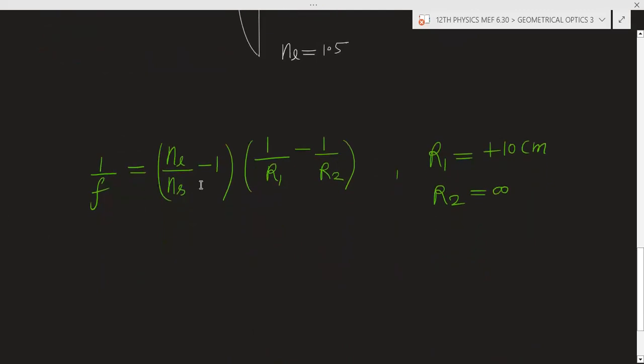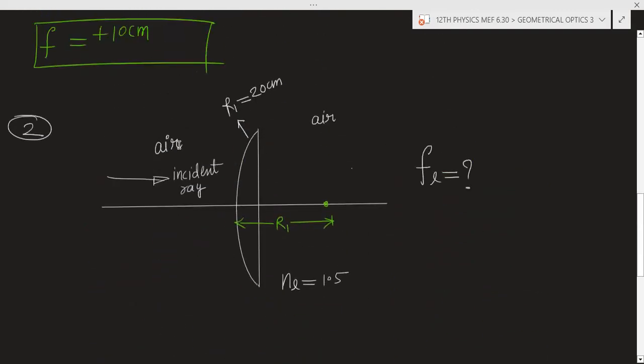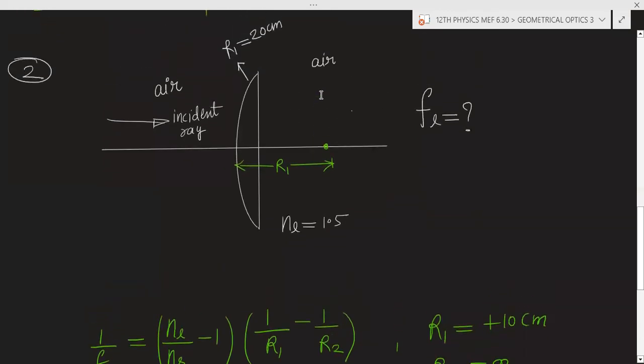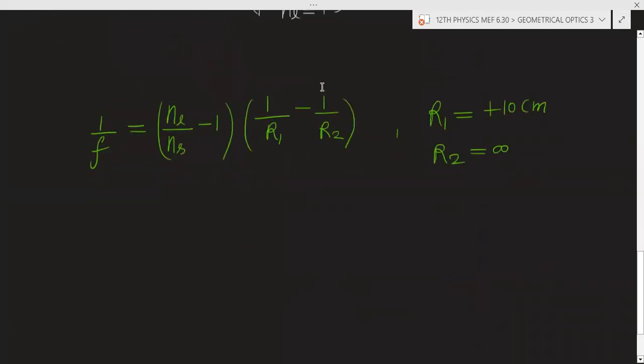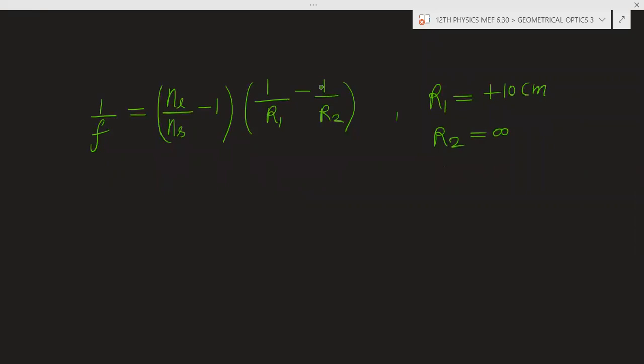So R2 is infinite. Now put all the values in this formula and tell me the answer. NL is this. And NS, what will you take for NS? NS means the refractive index of the surrounding medium. You will take 1. NS is equal to 1. NL is equal to 1.5. Just do this question. I am giving you 3 minutes. And one more thing I want to tell you if you don't know: 1 upon infinity is equal to 0.